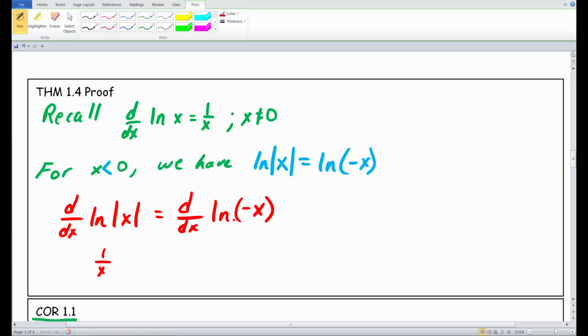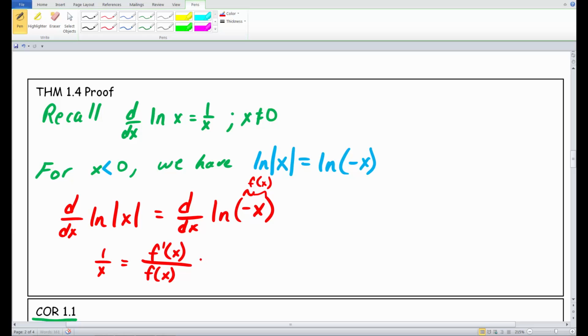But on the right side, we see the derivative of the natural log of negative x. Well, if we take the derivative of a natural log of some function, we'll call it f of x right now, remember that that's the derivative on top divided by the original function. So again, the derivative of a function on top divided by the original function.